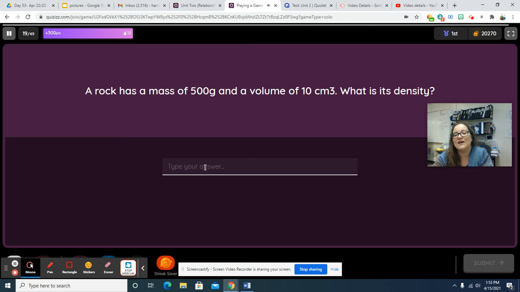A rock has a mass of 500 grams and a volume of 10 centimeters cubed. What is its density? So density is where do you go to get your density license? To the DMV. Density is mass divided by volume. So 500 divided by 10 would be 50, but you can't just put 50 and get it right, because in science, it's just like everything is a word problem. There's nothing but word problems. So you always have to say 50 what? So in this case, it's grams per centimeter cubed.